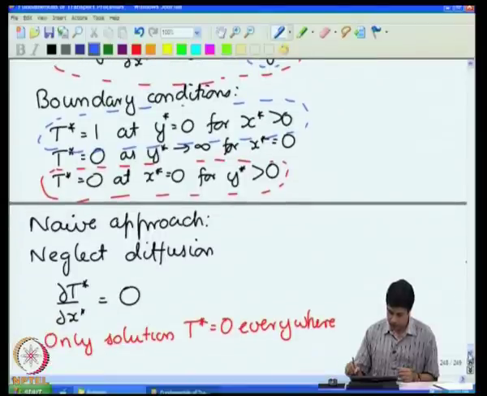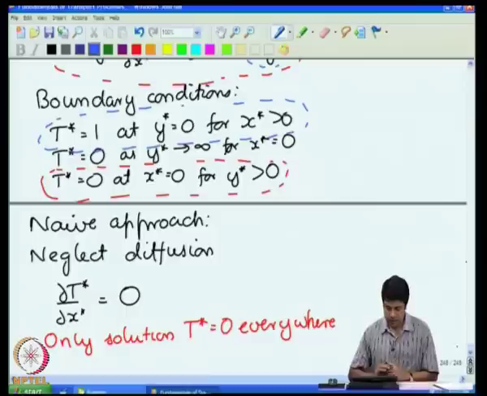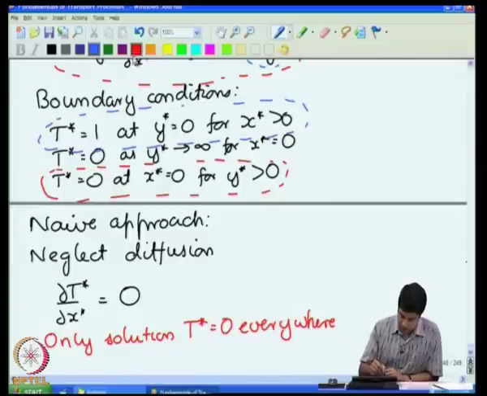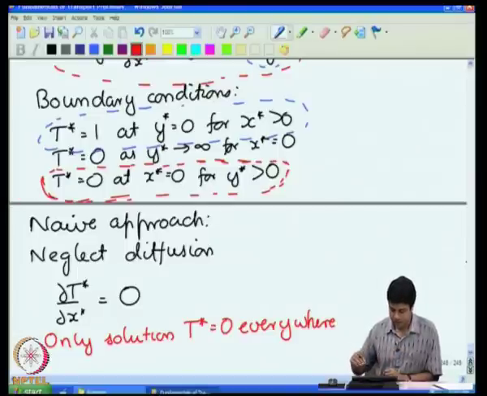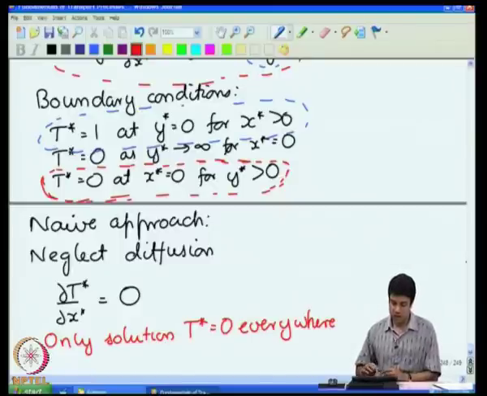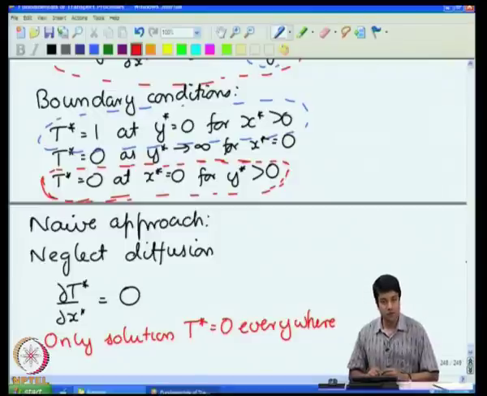Note that this condition says that T star is equal to 0 at x star is equal to 0 for y greater than 0. Note this condition, it says for y greater than 0, because at the surface itself, there is 0 velocity. The velocity is equal to 0 exactly at the surface. So, there is no transport along the surface. So, for y greater than 0, T has to be equal to 0. The other boundary condition says that T star is equal to 1 exactly at y is equal to 0.